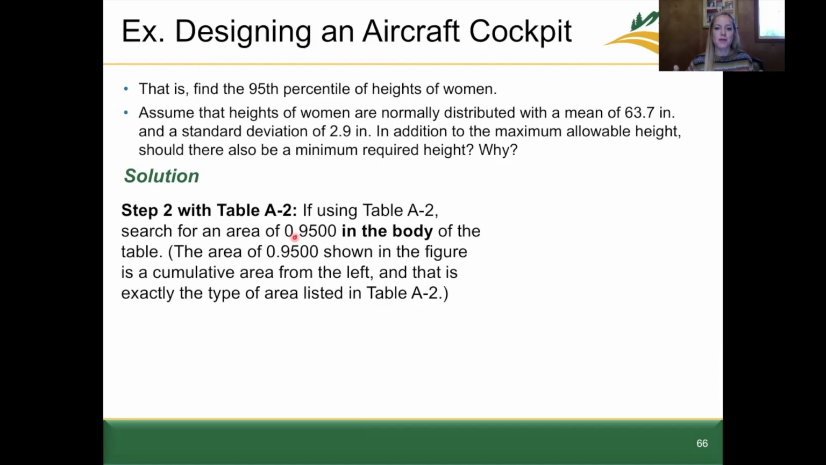If you don't have that memorized or you weren't thinking about where you were looking and you try to look for 0.95 in the negative z-scores, you wouldn't see it there. So then you go to the positive z-scores, find the area or the probability value of 0.95.